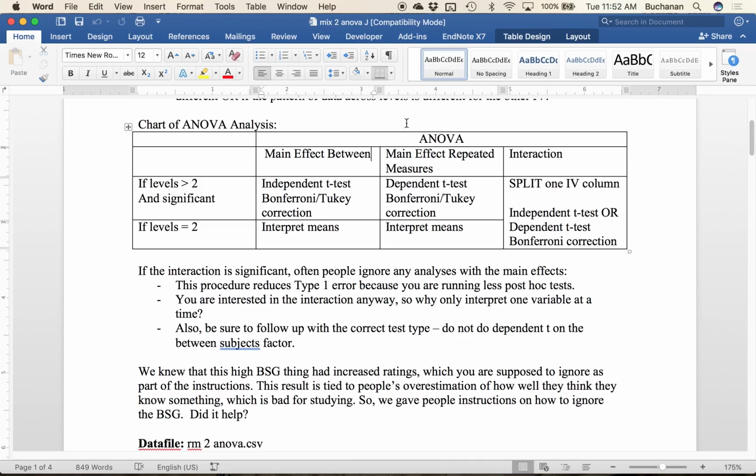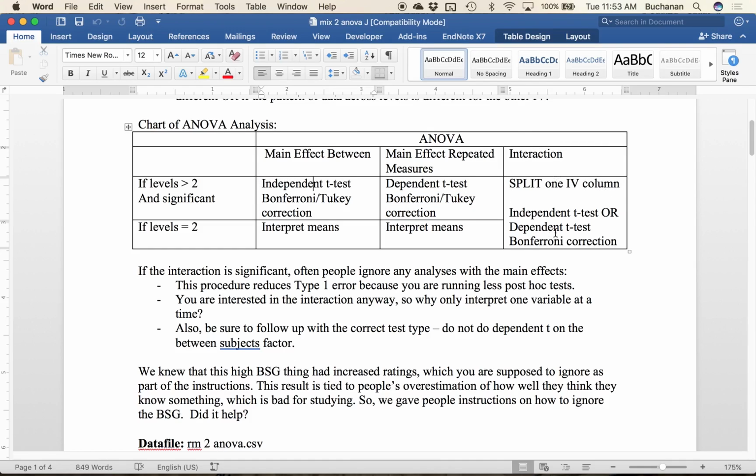If I have a main effect of my repeated measures variable, I follow that up with a dependent T-test. That's the test, and then I might correct with Bonferroni or Tukey. Okay, so that's the big thing here to get, is if it's a between subjects variable, it's an independent T-test follow-up. If it's a repeated measures variable, it's a dependent T-test follow-up.